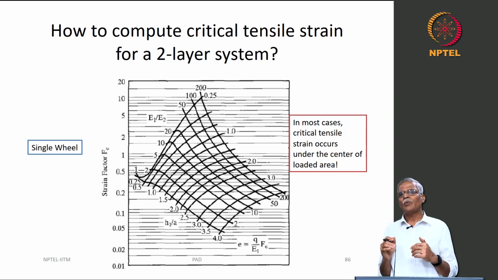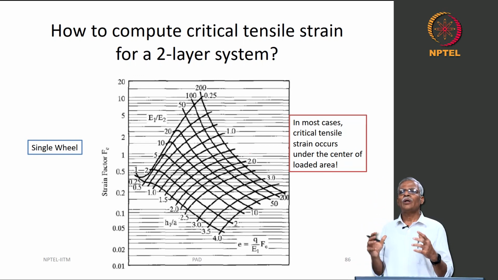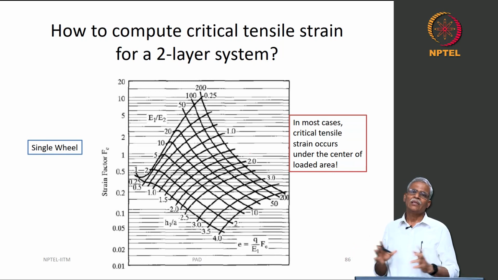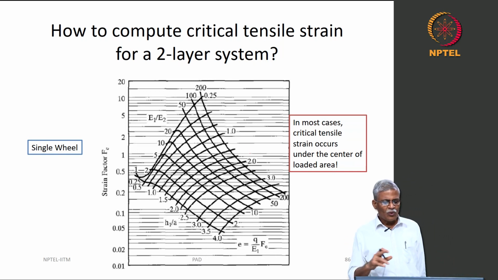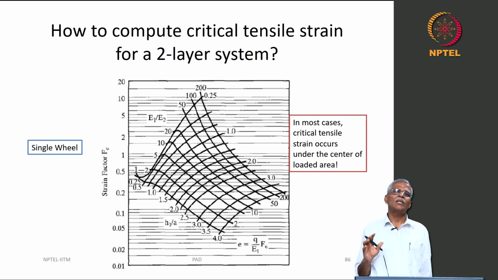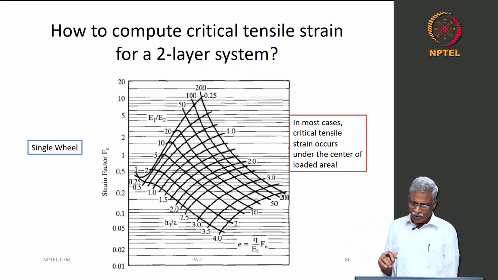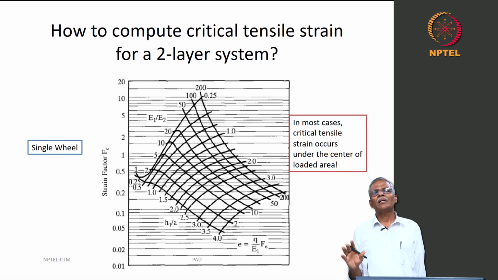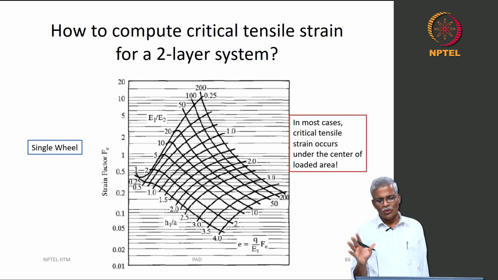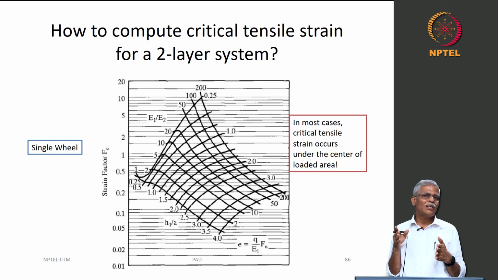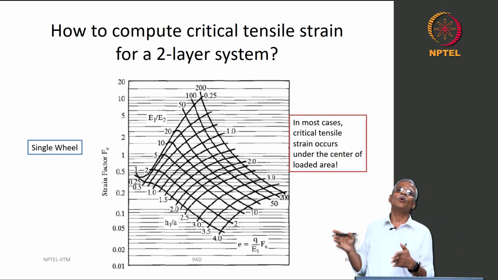So, now what we are planning to do is, how do we compute the critical tensile strain for a 2-layer system? That is what we are going to do. Now, this particular case that you see here is for single wheel. Okay. In most of the cases, the critical tensile strain will occur under the center of the loaded area. Now, the calculations start becoming more involved.